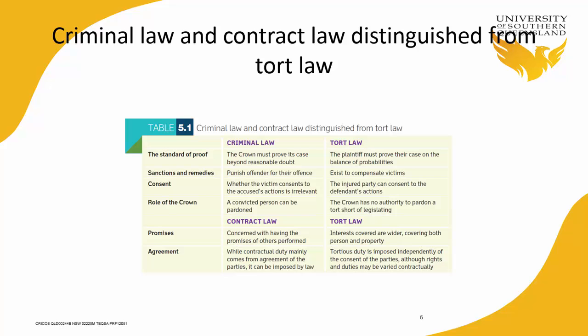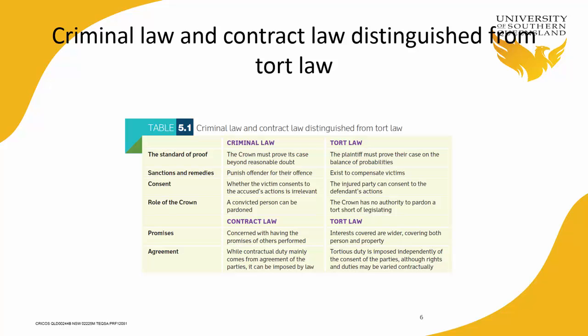Under consent, the third dimension, it says that under criminal law, whether the victim consents to the accused's actions is irrelevant. So you can't come and say that the victim consented to what I've done. It's irrelevant because what you have done is a crime and you will be punished for it because of the act itself.